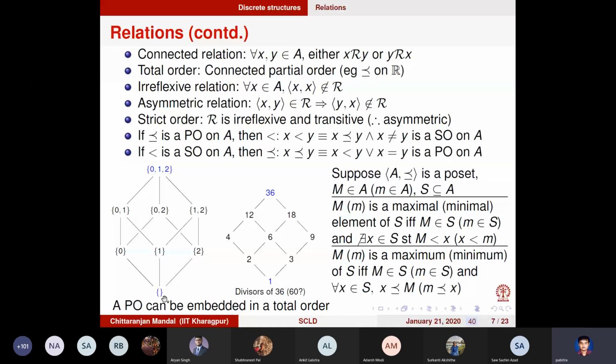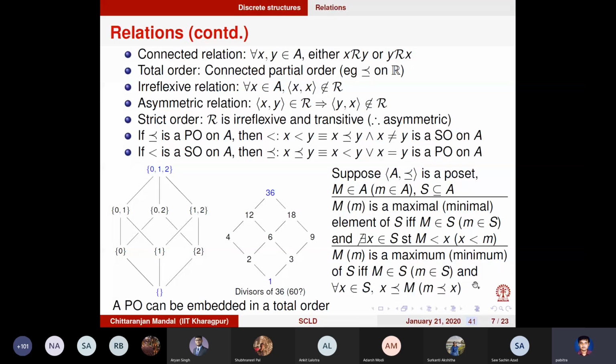So how do you define this? Let's say the maximal element I call capital M and the minimal element I call small m. They will be called a maximal or minimal element of a subset S. I'm defining it for a subset, but of course you can define it for the full POSET also. M is maximal for a subset if there does not exist any x in the subset such that M is less than x. So there is no element above this, no element which is greater than this. Let me first talk about a strict order, then I'll talk about a partial order. Let's say this is a strict order.